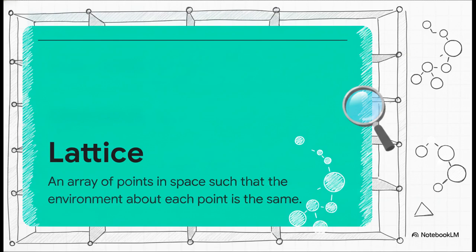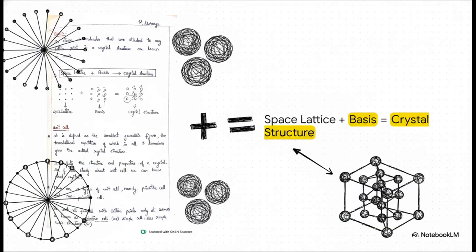But imaginary points don't actually make a physical object. And that is exactly where the basis comes in. The basis represents the actual physical stuff, the atoms or molecules that you're placing onto those empty lattice shelves. Put them together, and you get the absolute foundational equation of crystallography. You literally just take your geometric space lattice, add your physical basis atoms, and boom, they combine to create the actual crystal structure. It perfectly bridges the gap between abstract geometry and real physical matter.